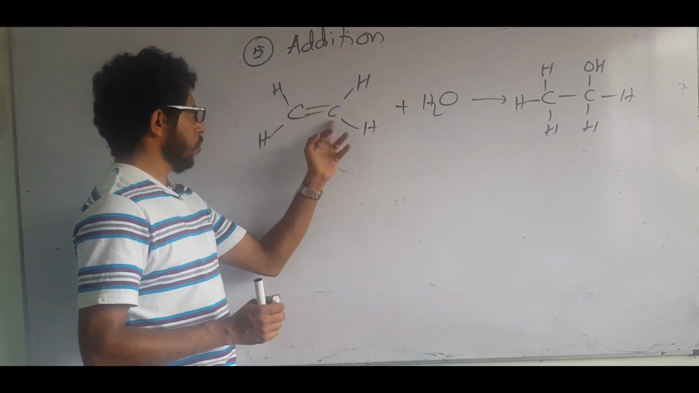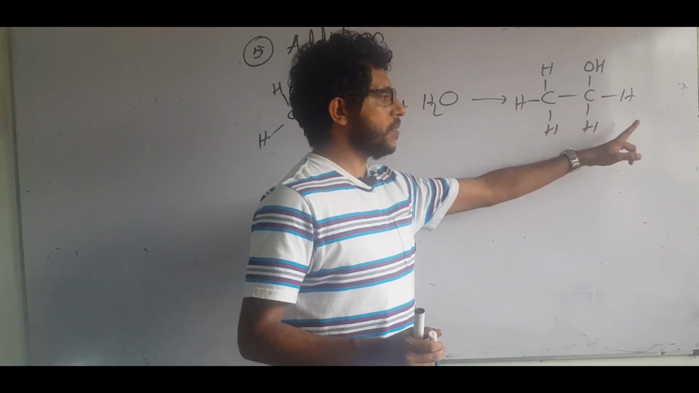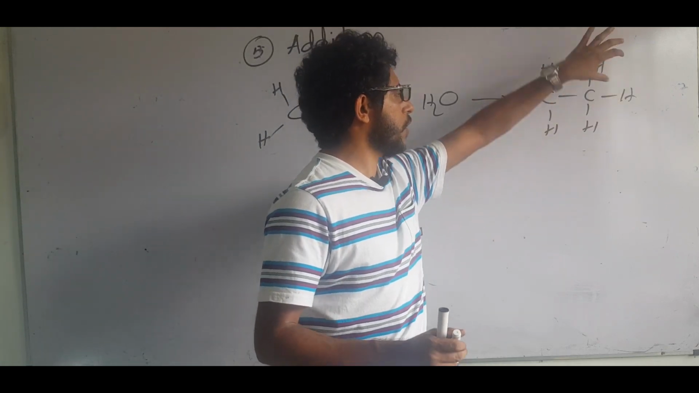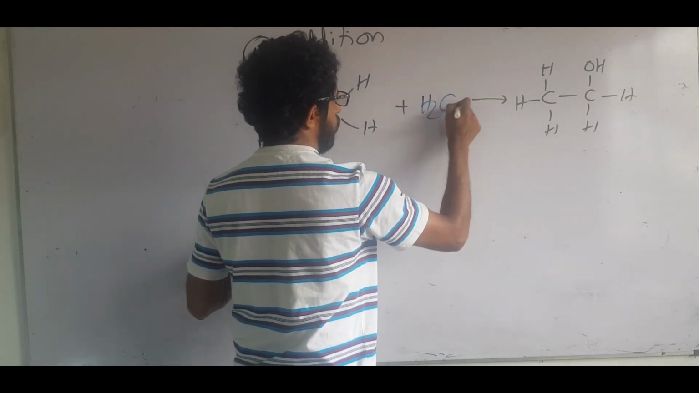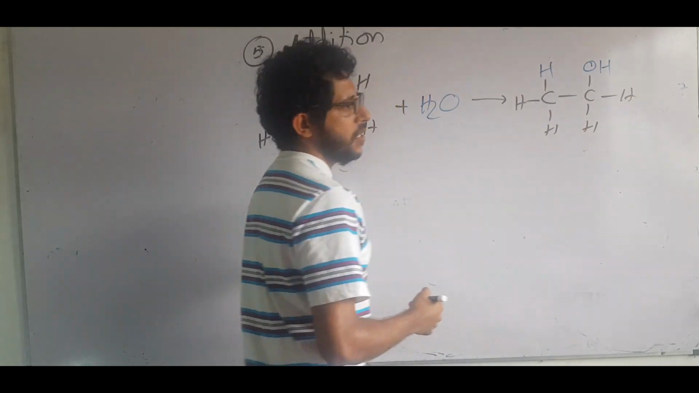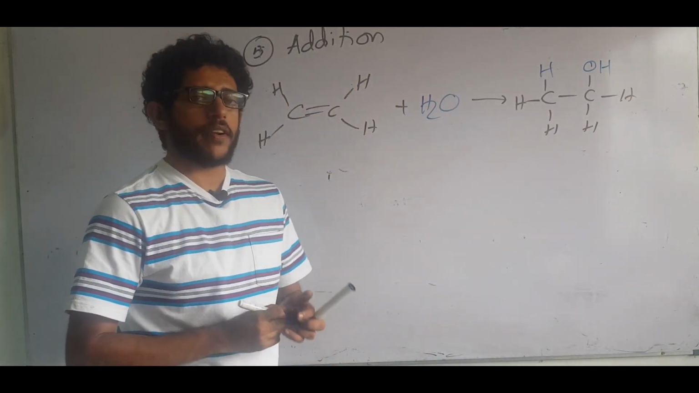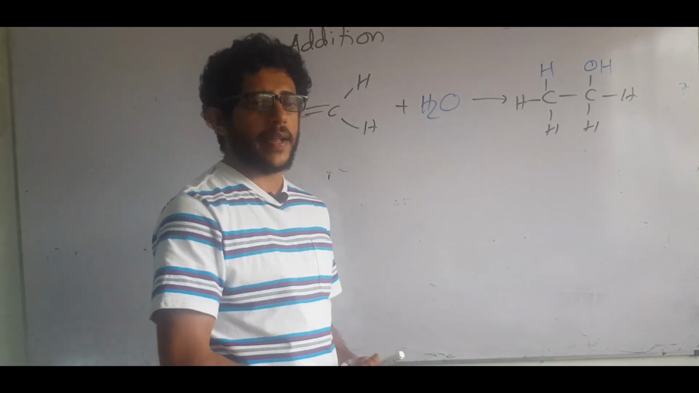Two carbon atoms and 4 hydrogen atoms, those are there. Other than that, you get an OH and H. If I use a different color, this is H2O. So, these are the different atoms that are being added. So, in addition reactions, the existing atoms are always there, and new elements are being added, right.